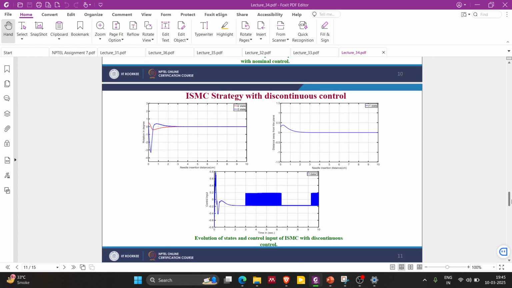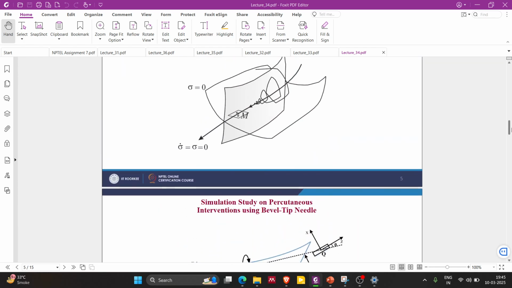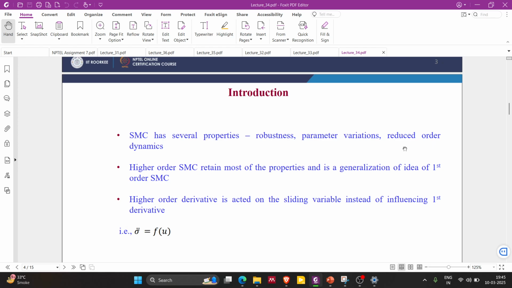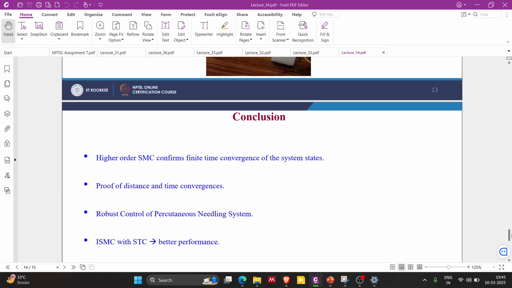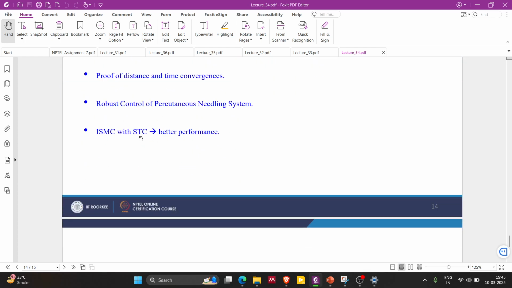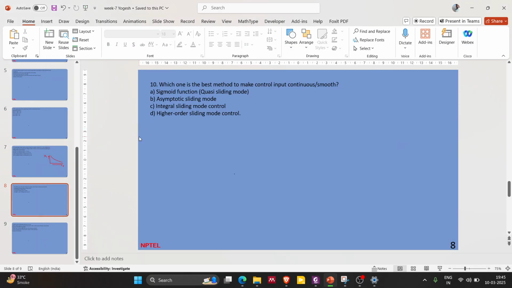Higher order sliding mode control, because these are some of the discontinuous ones. This is called chattering, right? While introducing this sigma double dot, the higher order, they have reduced this chattering, and this is one of the conclusions they have drawn: robust controller performance. Higher order SMC confirms finite time convergence of the system, with proof of disturbance and time convergence. So they have also proven it, right? You will get something like a continuous system. You won't get that chattering. The chattering falls under discontinuity. So for a continuous system, D is your right answer.